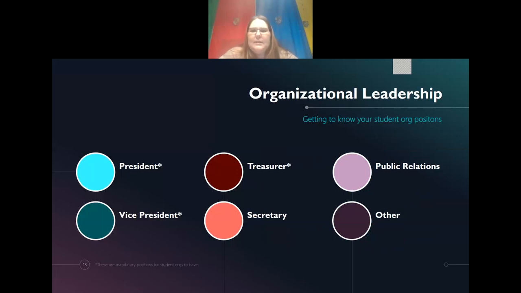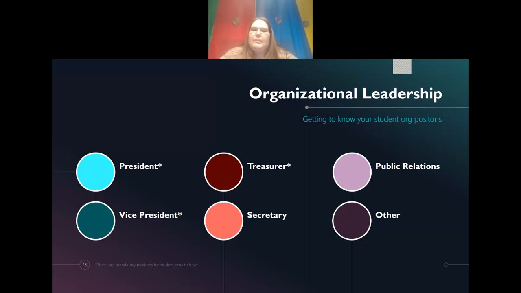All right, so that was the typical articles that we see in a constitution. Now moving into our organizational leadership and getting to know your student org positions. So we're going to go through president, vice president, treasurer, secretary, public relations, and others. You'll see president, vice president, and treasurer are all starred, and that's because these are the 3 that are necessary to be a student org on Edgewood's campus.